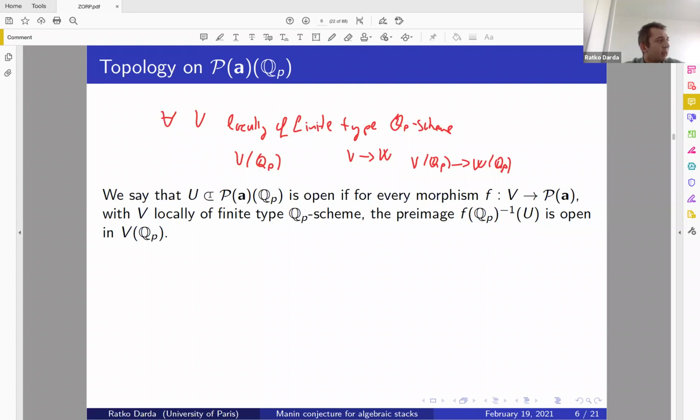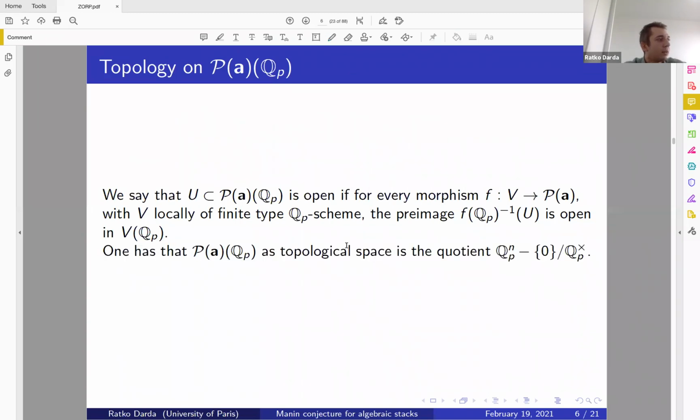Okay, let us now define a topology on this thing. So we say that a subset U of P(A)(Q_p) is open if, for every morphism of stacks V to P(A), where V is a locally finite type Q_p scheme, the preimage on Q_p points is an open of V(Q_p). This definition is due to Moret-Bailly, and you can prove that the topological space P(A)(Q_p) is precisely the quotient space Q_p^n minus 0 divided by Q_p^×.